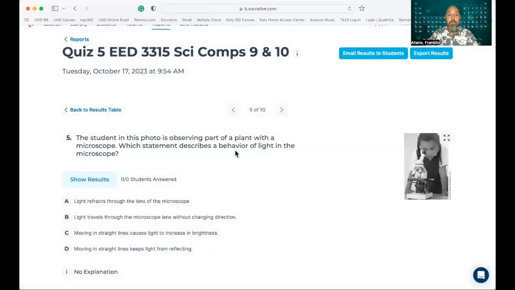So which statement describes the behavior of the light in the microscope? Is it A, light refracts through the lens of the microscope? B, light travels through the microscope lens without changing direction? C, moving in straight lines causes light to increase in brightness? Or D, moving in straight lines keeps light from reflecting?